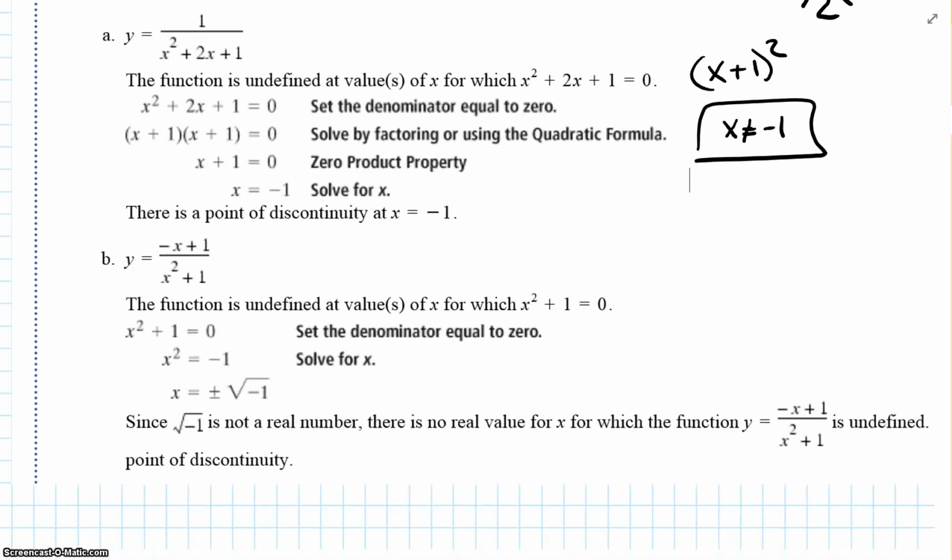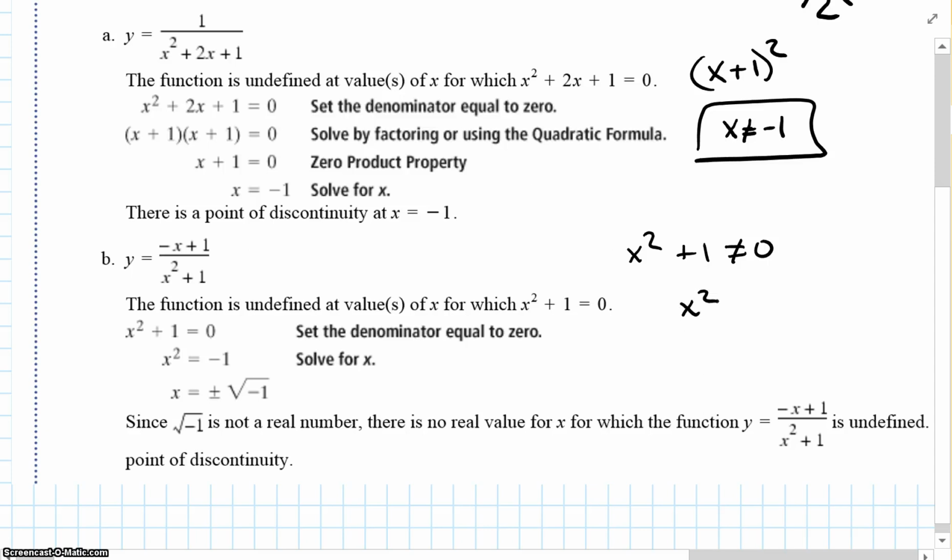Let's look at the next one. y equals negative x plus 1 over x squared plus 1. The function is undefined at values of x where x squared plus 1 equals 0. So x squared plus 1, I'm going to do this a little differently than in the book, cannot equal 0. So x squared cannot equal negative 1. Well, x squared can never be a negative number, so there is no point of discontinuity.